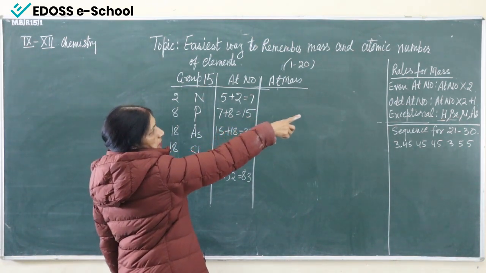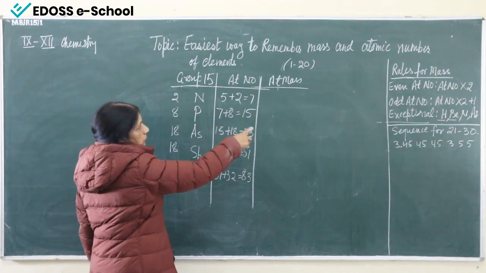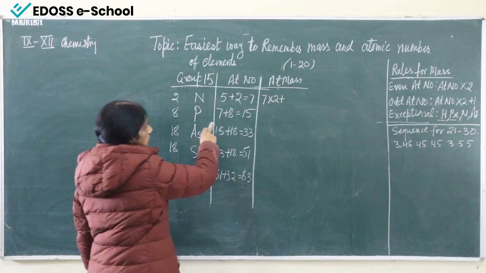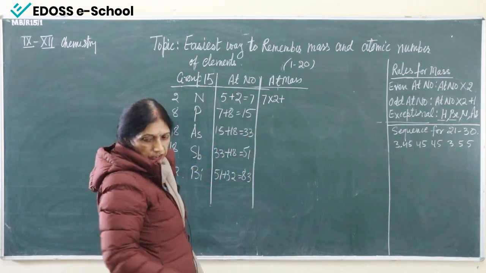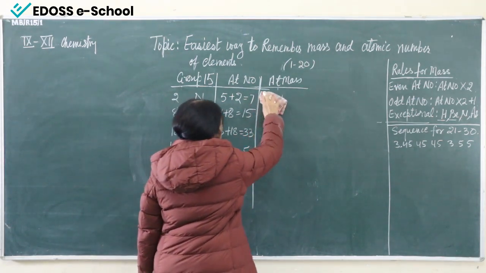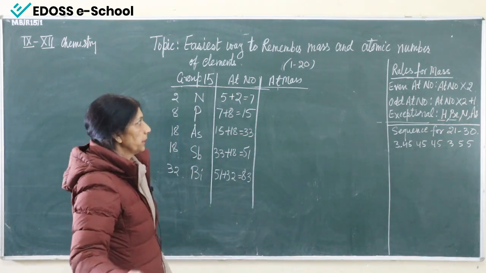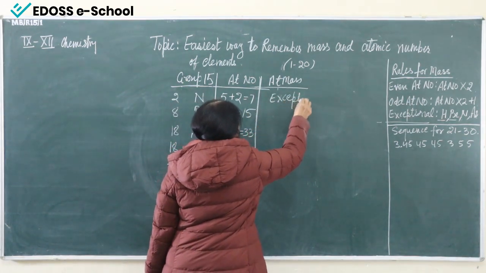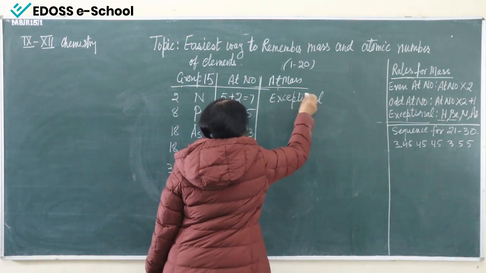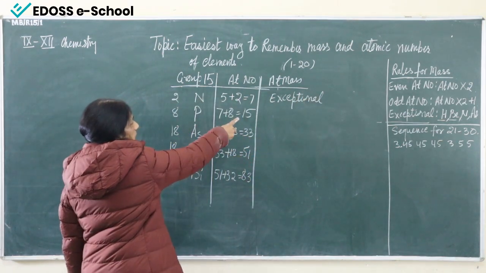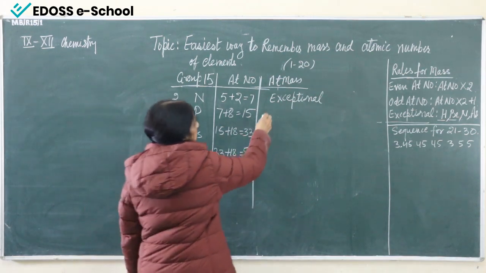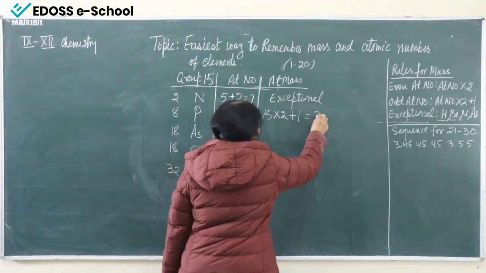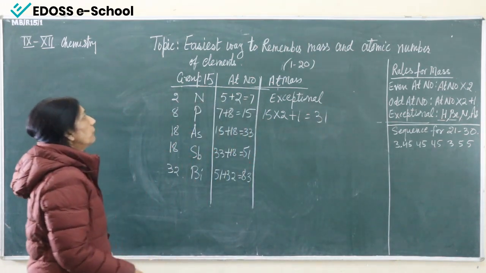Now we can see here, this is odd. So this is 7 into 2 plus 1. For nitrogen, now see here, nitrogen is the exceptional case, so this will not apply here. Okay, so we will do this 15 multiplied by 2 plus 1. So this is group 15.